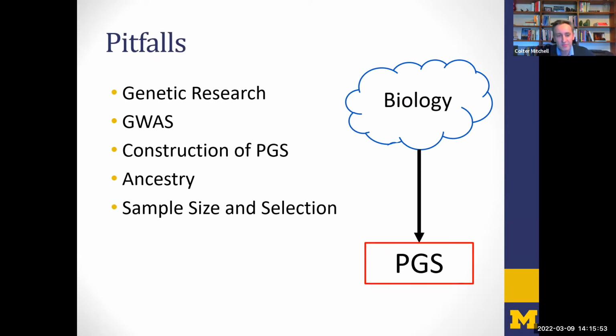In order to talk about the pitfalls, I'm just going to talk a little bit about genetic research, a little bit about GWAS, the construction of polygenic scores, a little bit on ancestry, sample size, and selection. We spend a whole day on this when we teach this course. That's a week-long course, Elvin. You could spend a whole semester studying all these. So bear with me. Hopefully you have some questions and some ideas when we come through it.